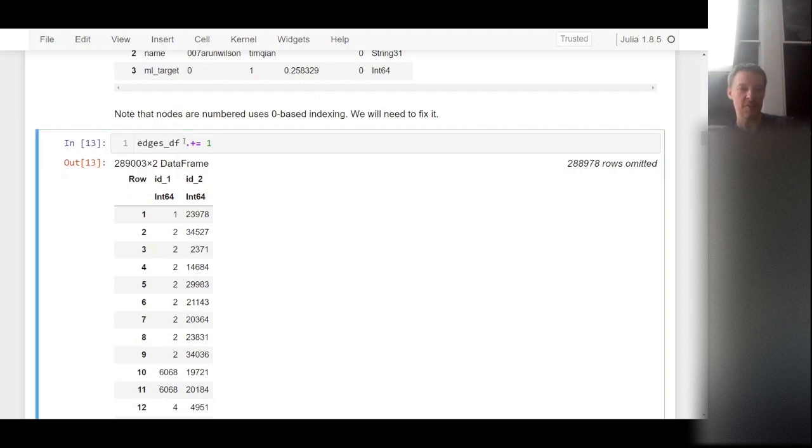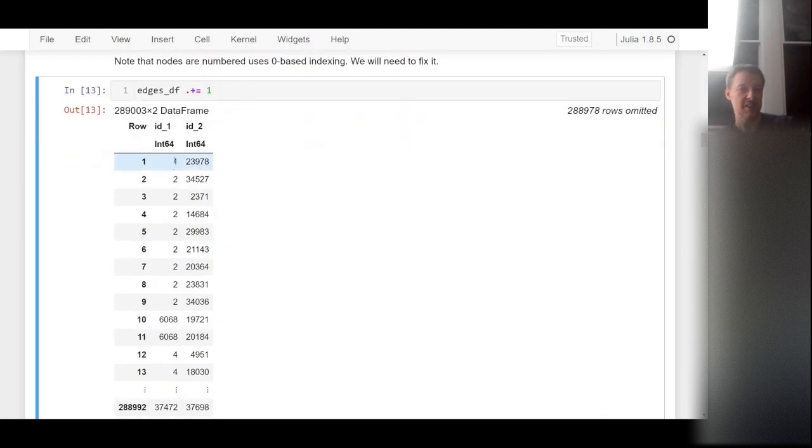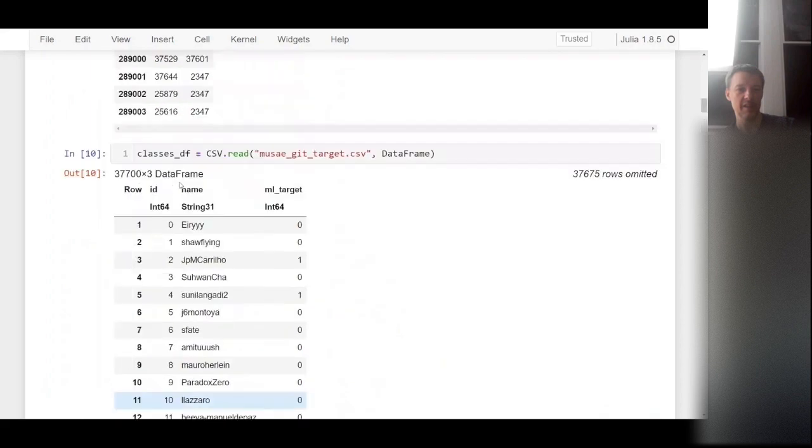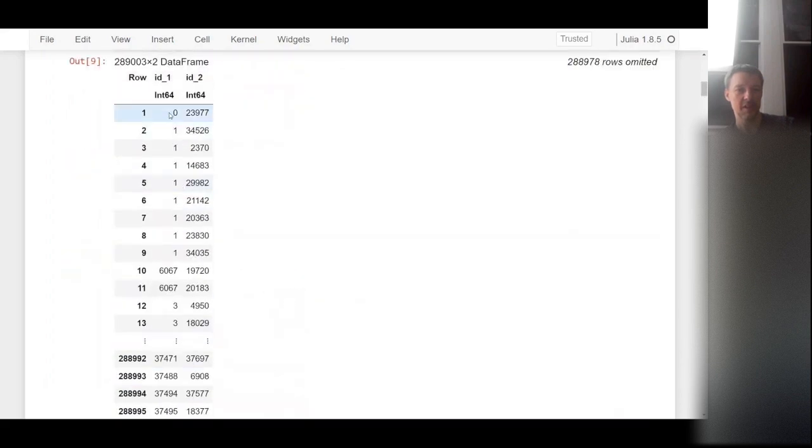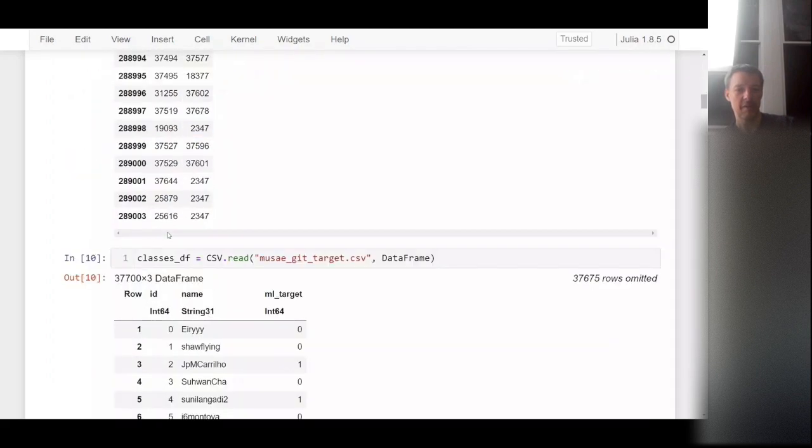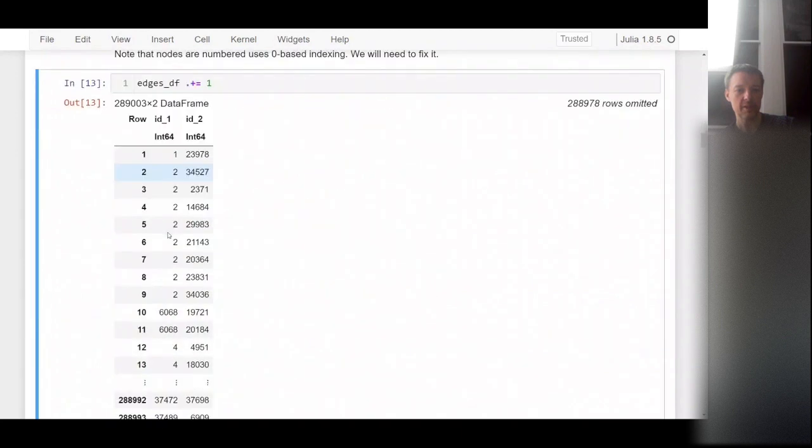And if I run this operation, we can see that indeed now where we had 0, we have 1, where we had 1, we have 2, etc. So we started with 0, 1, 1, 1, 1. Now we have 1, 2, 2, 2, 2, etc. So indeed we have updated our data frame by incrementing every one of its elements by 1.